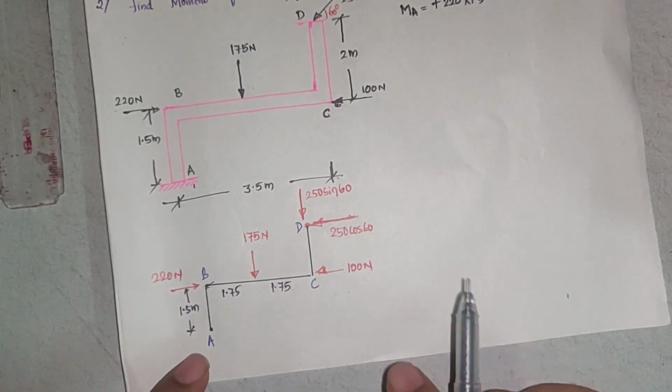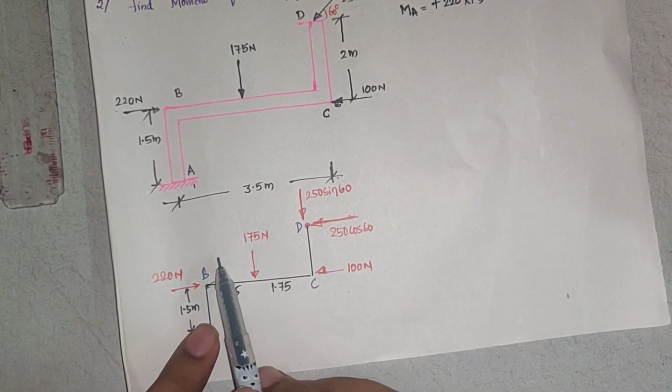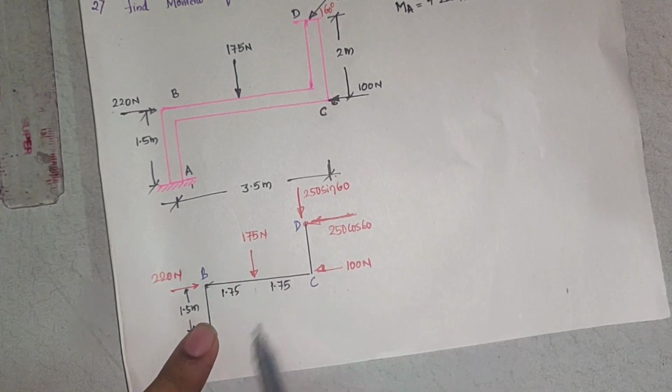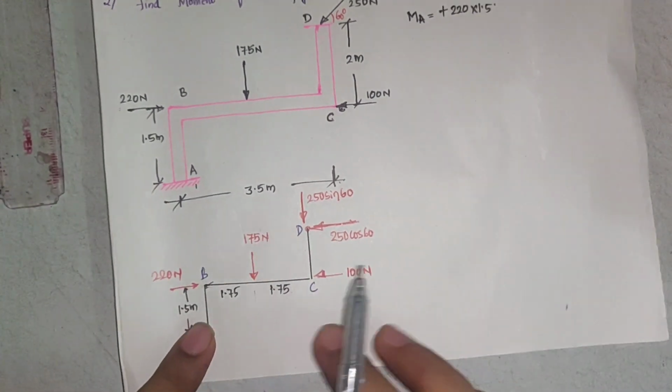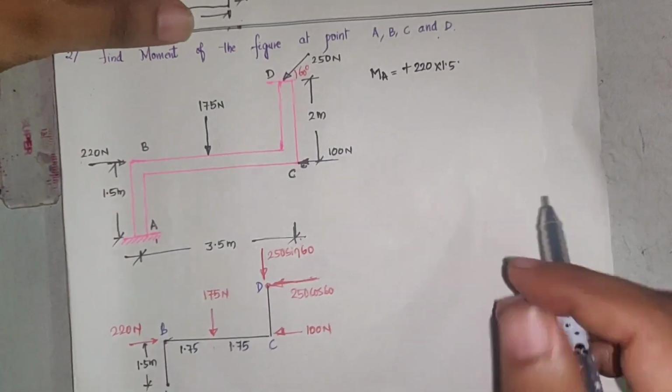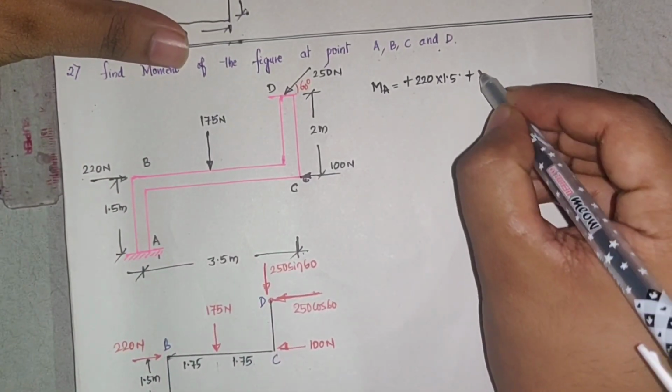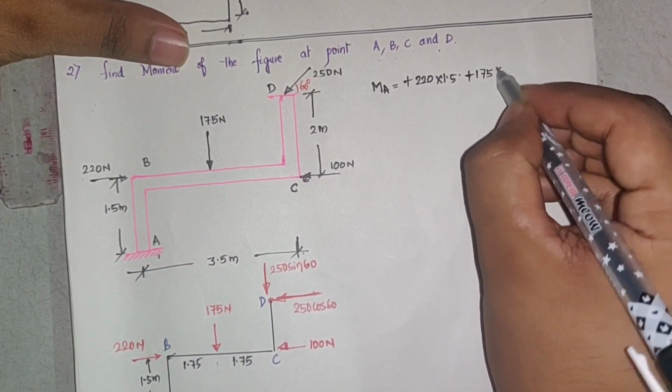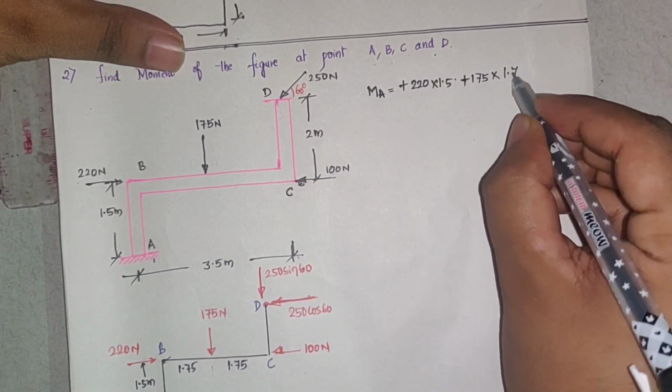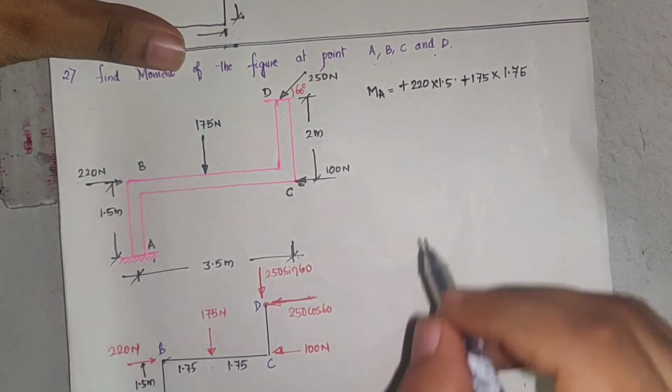So how is the rotation caused by 175 Newton about point A? This is also rotating clockwise, like this. And what is the perpendicular distance? 1.75. So clockwise rotation means plus 175 into 1.75.